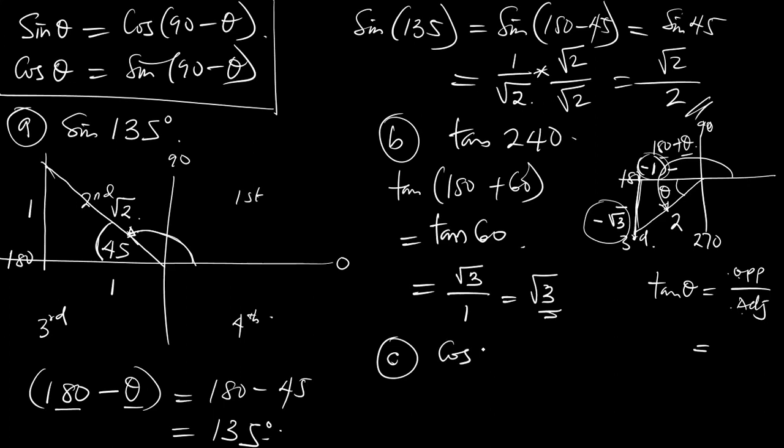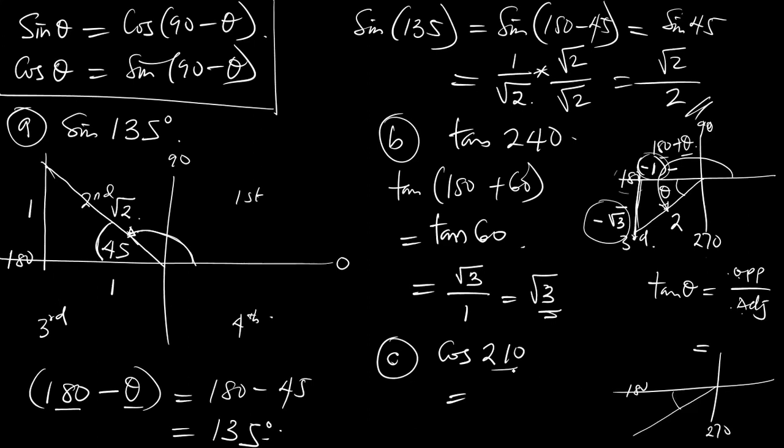cos 210. Now, since you have cos 210, 210 is more than 180 and less than 270. So 210 still falls under the third quadrant. Now let me draw it here. You have 180, you have 270, and this 210 falls here. So it still falls under the third quadrant.